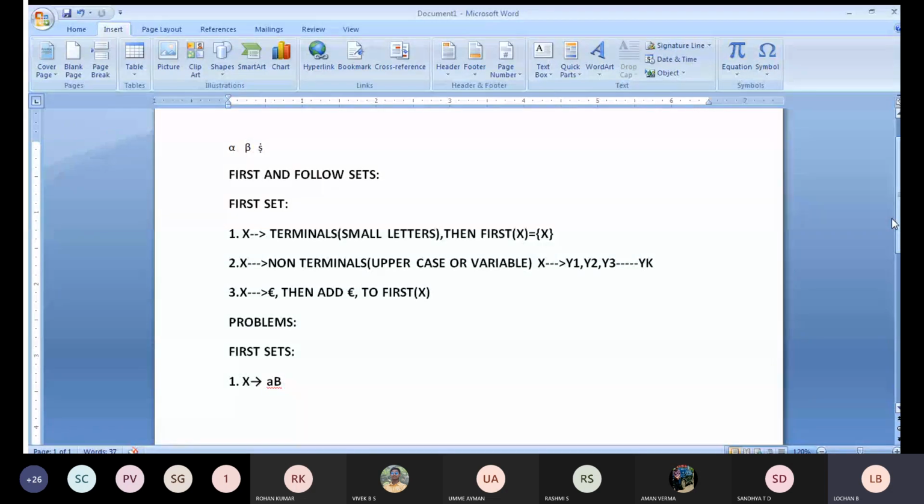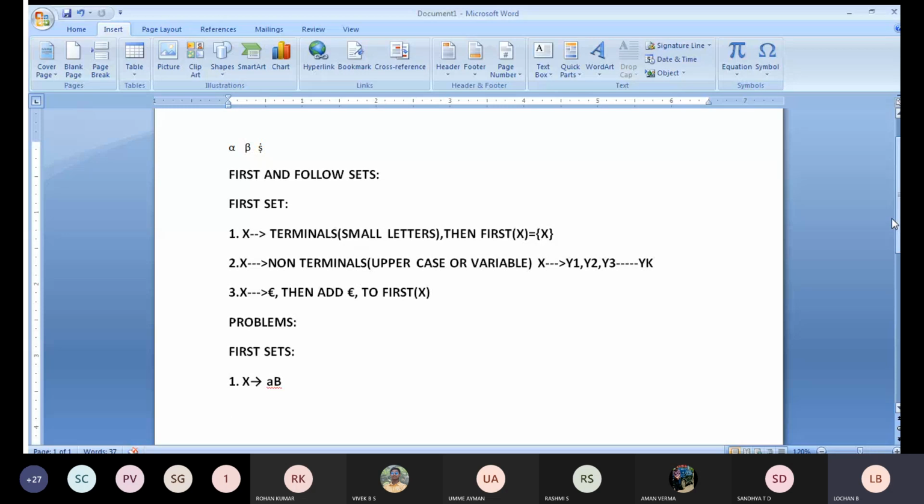Whenever you are going to solve a problem, in the right side of your production you will get 3 possible cases. Which are the 3 possible cases? You get terminals, you get non-terminals, or you may get epsilon. These are the 3 possible cases you will get in the right side of your production whenever we solve the problem.